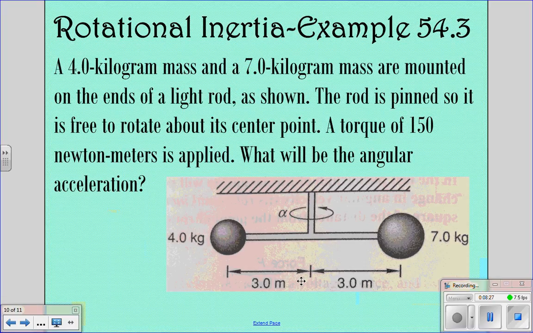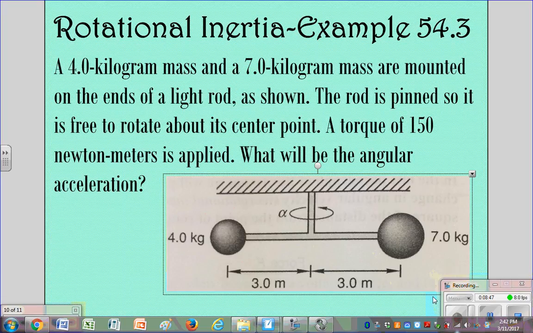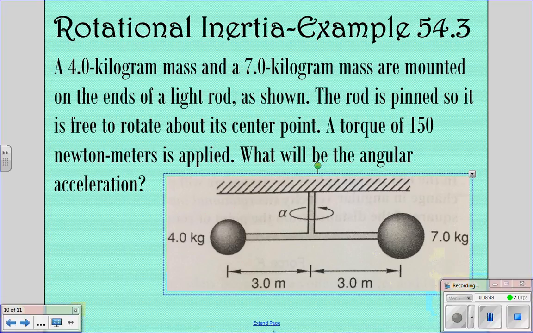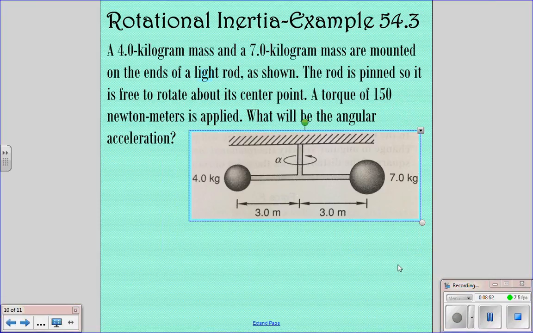A 4 kilogram mass and a 7 kilogram mass are mounted on the ends of a light rod as shown. The rod is pinned so it is free to rotate about its center point. A torque of 150 Newton meters is applied. What will be the angular acceleration? So we're going to use our formula. On this one you're going to have to use the formula, but it's going to be a little bit different because we have a total torque of 150, they tell us.